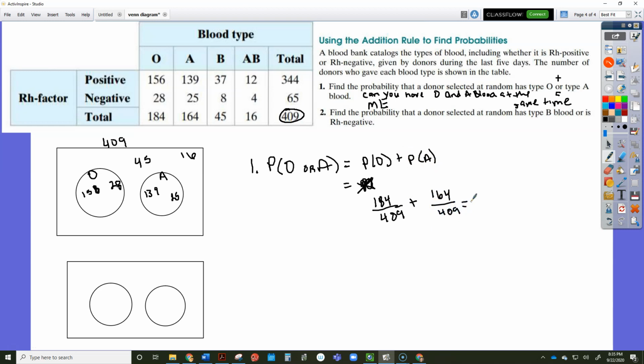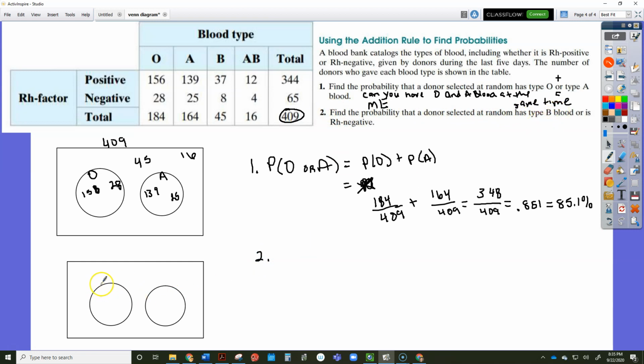So you add those two together, and it comes out to be 348. Those two added together over 409, and then that reduces down to about 0.851. I don't know if that will reduce or not. I don't have my calculator, don't have that information. But anyway, there's the decimal value, 0.851, and that's about 85.1%. Okay, so the next question says, find the probability that a donor selected at random has type B blood.